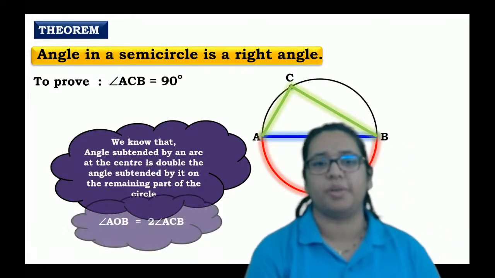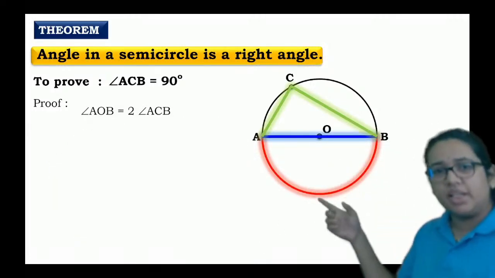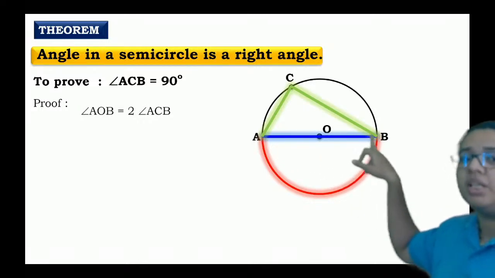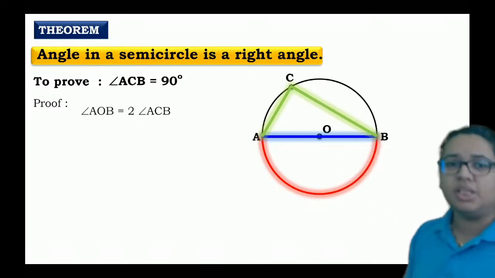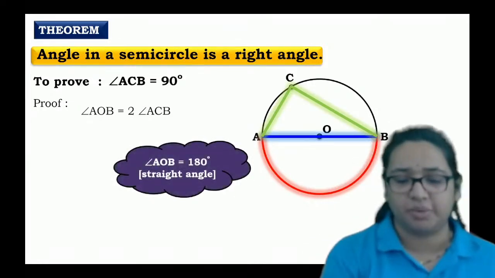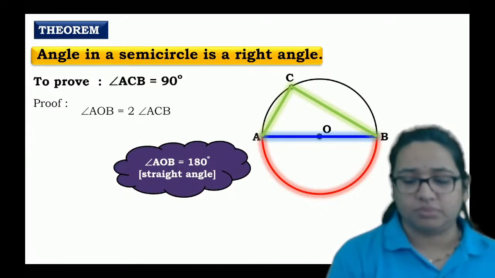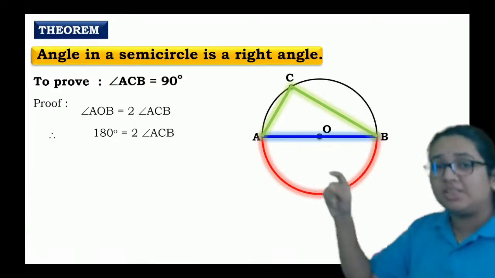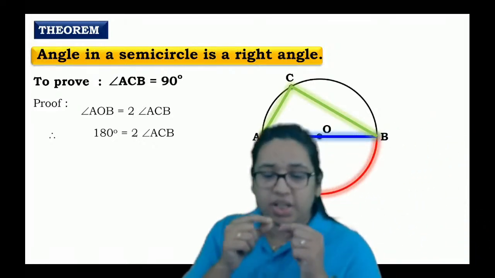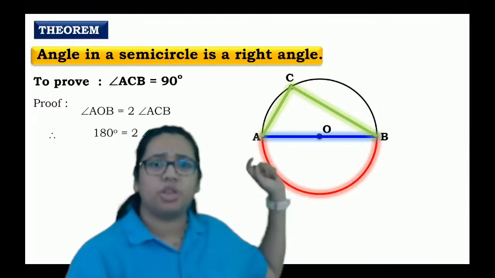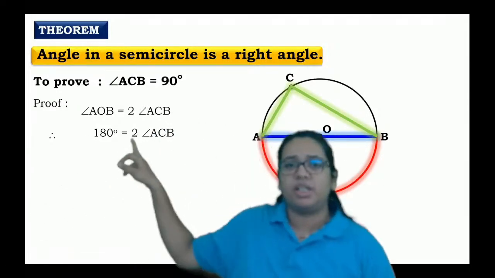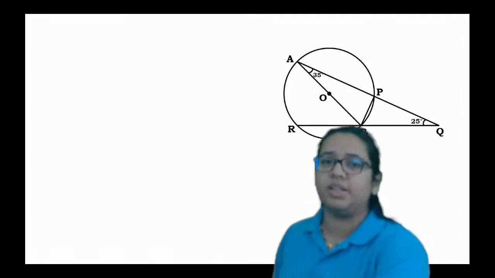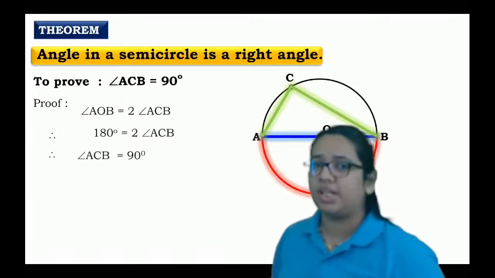On the remaining point, the measure of angle AOB is equal to twice of ACB. But AOB is nothing but a straight line, and as we are talking about a straight line, we know that the measure of a straight line is 180. So 180 is equal to twice of ACB. Hence, the measure of angle ACB will be 90.